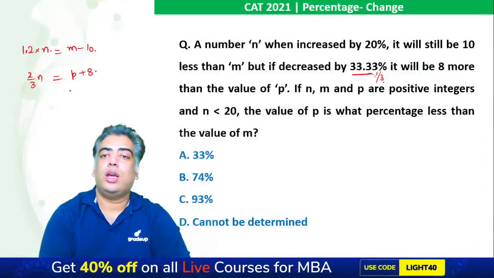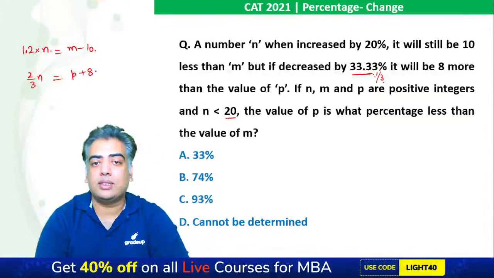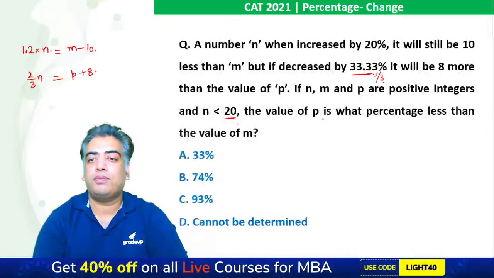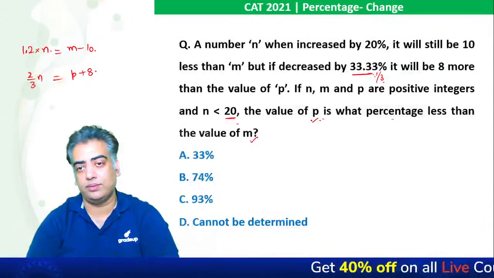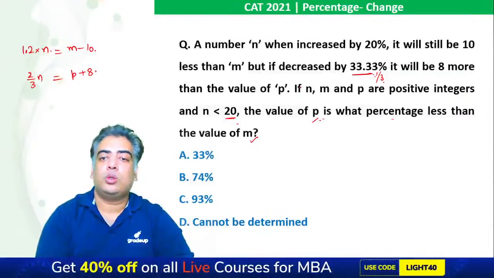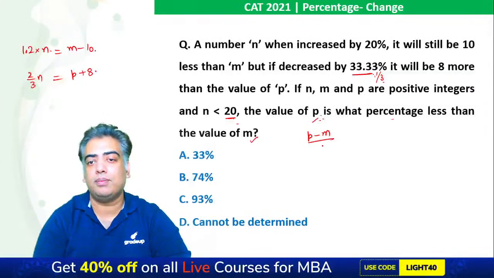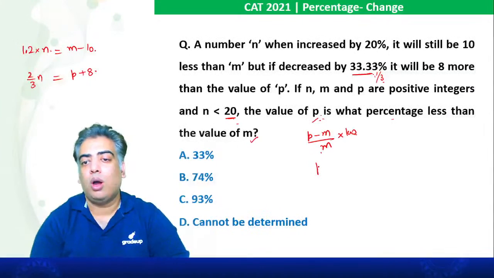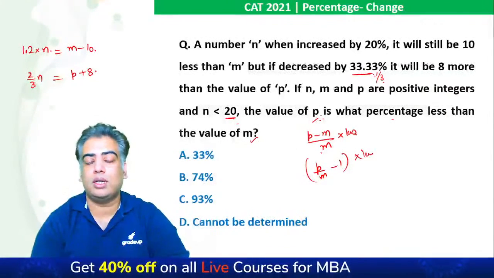Right? So if n, m and p are positive integers and n is less than 20, the value of p is what percent less than the value of m? This is we need to observe. Now in order to solve it, so the percentage by which p is less than m, the calculation is p minus m upon m into 100. This will be the required answer. Or we can say p upon m minus 1 into 100 is the required answer.